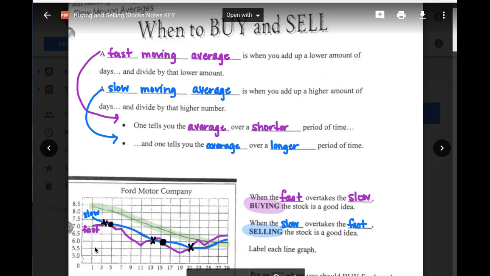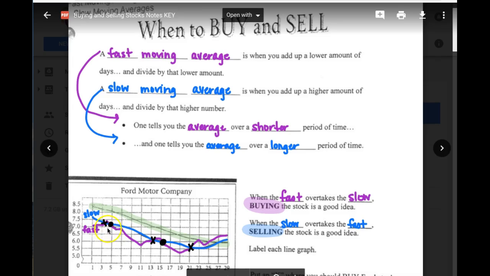Today we are going to go over with you what we do with our notes for when to buy and sell by looking at the fast and slow moving averages of stock closing prices. When the fast moving average, which is a lower number of days that we look at an average for, overtakes the slow moving average, which is a greater number of days, that is a good time to buy a stock. And the opposite is true. When the slow moving average overtakes the fast, it is a good time to sell the stock.